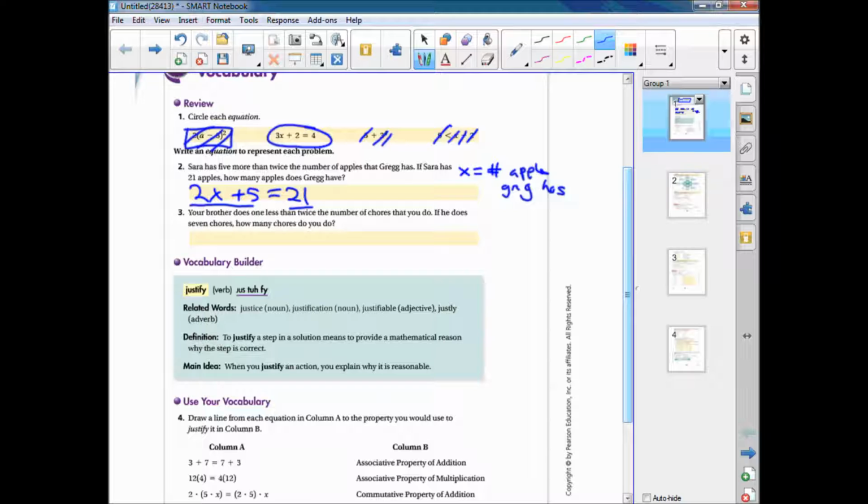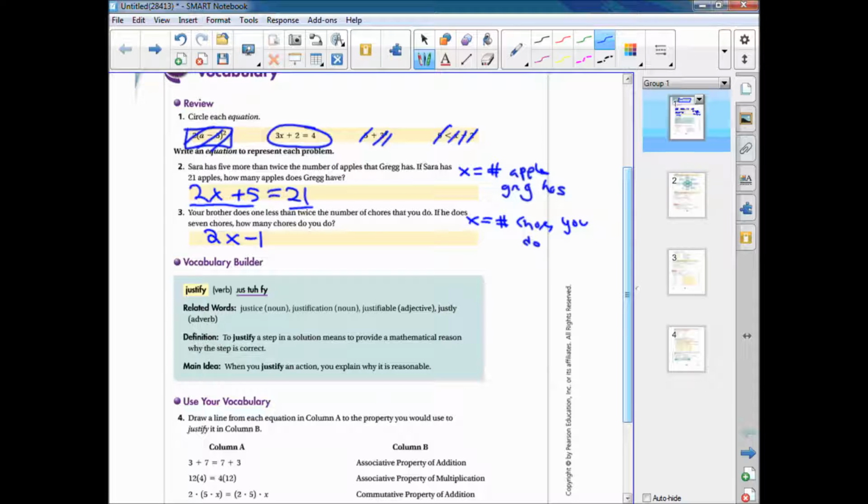Okay. All right, your brother does 1 less than twice the number of chores that you do. If he does 7 chores, then how many chores do you do? So here we'll let x equal the number of chores you do, and we're going to use that x to help us write your brother's chores, and then we could solve it to find your chores. So he does twice your chores and 1 less than that. Remember, less than changes the order, just like more than in an add or subtract problem.